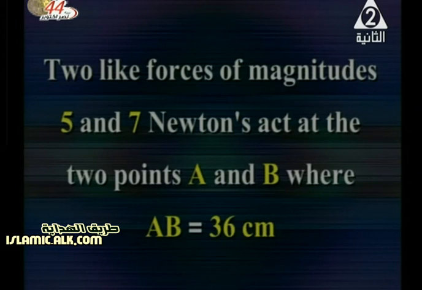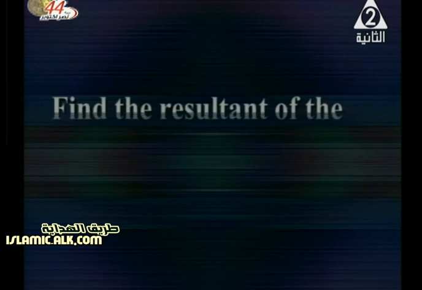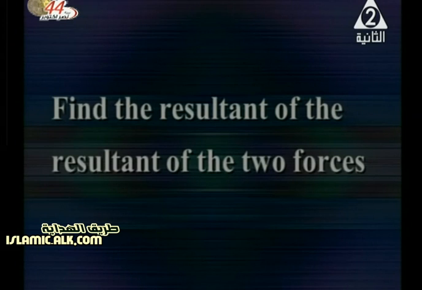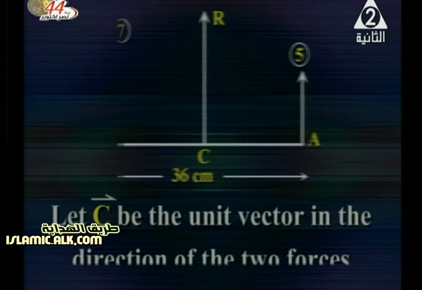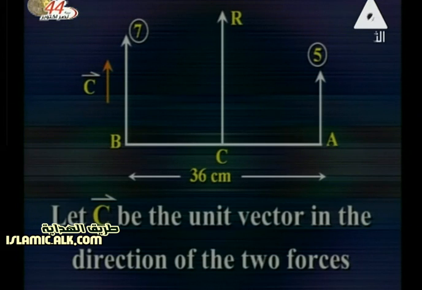Example. Two like forces of magnitudes 5 and 7 newtons act at the two points A and B, where AB equals 36 centimeters. Find the resultant of the two forces. Look at the solution. Dear student, the distance between A and B is 36 centimeters. The force F1 equals 5 acting at point A, and F2 equals 7 acting at point B. What is the resultant of the two forces?